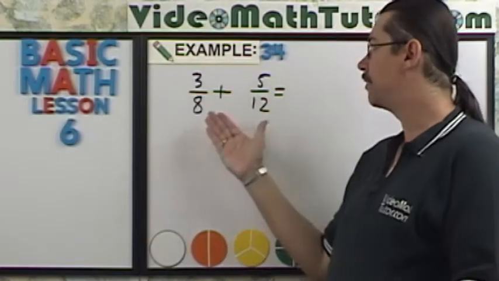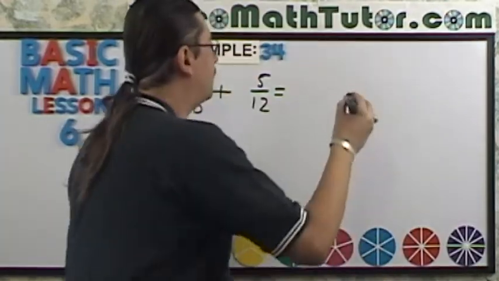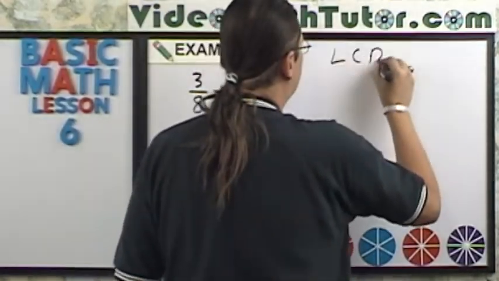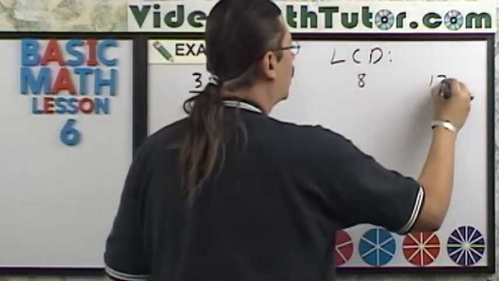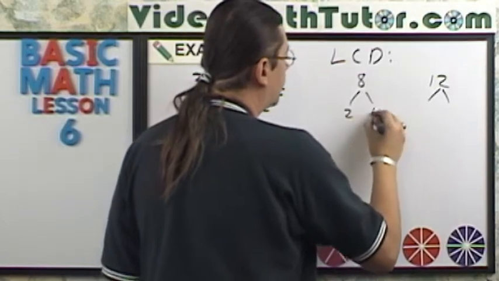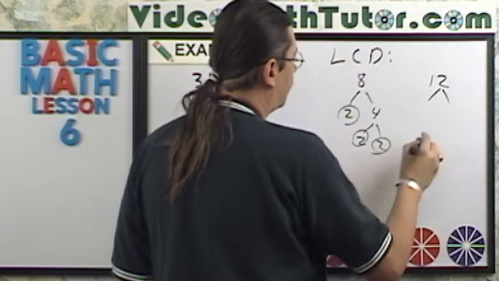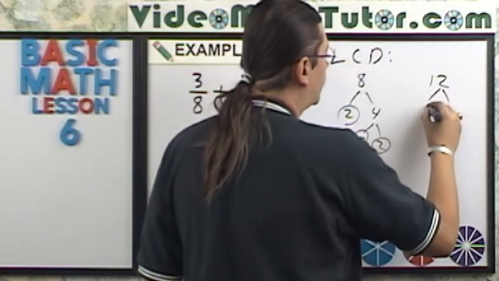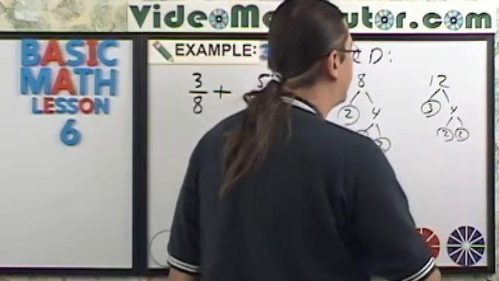Let's add these fractions, 3/8 plus 5/12. First step is to find the LCD. Let's do that over here, LCD. So if we look at the denominators, we have 8 and 12. Let's quickly do the factor trees for this. 8 is 2 times 4. 4 can be broken up as 2 times 2. 12 is 3 times 4, and 4 is 2 times 2.